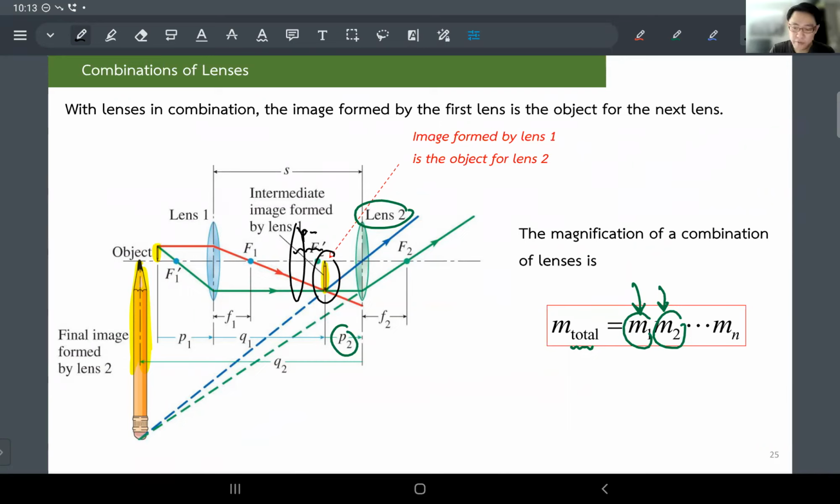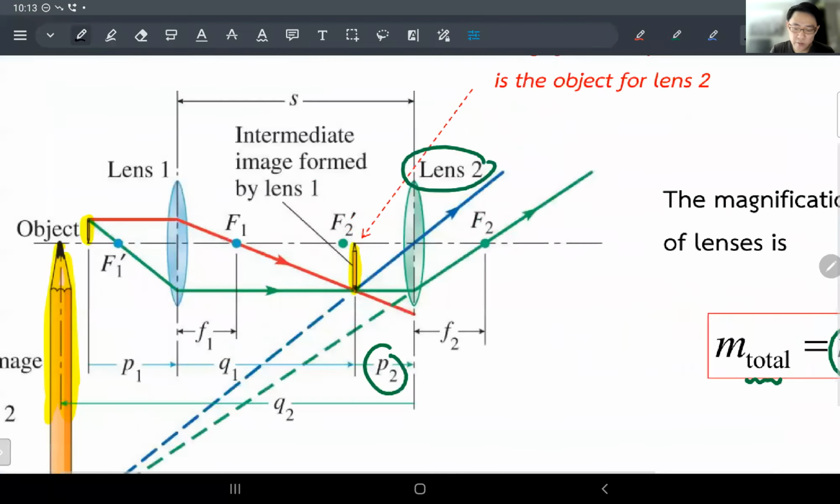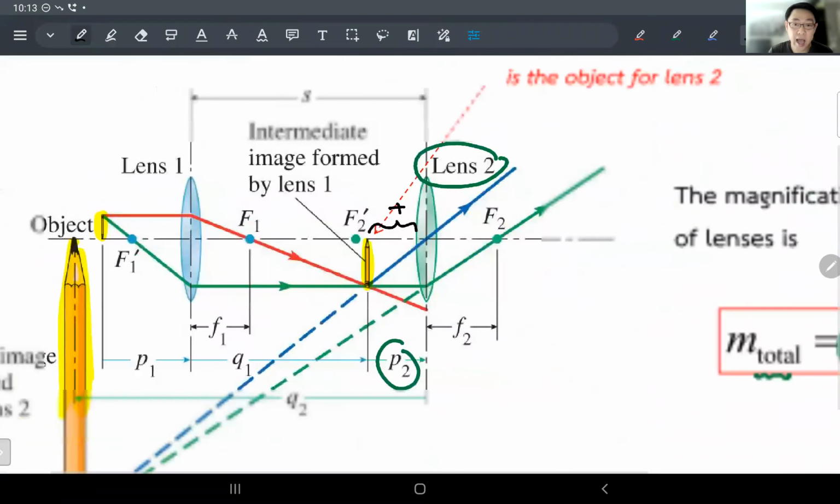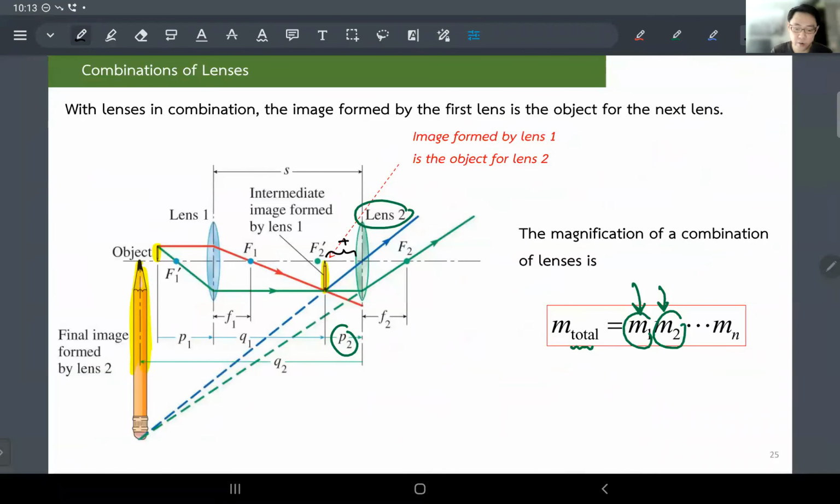All right, and this might be the case. However, from the look of it, because they already drew the figure so nicely, from this particular setup over here, the image from the first lens still shows up in front of the second lens. So the object distance for the second lens stays positive here. So this is fine. Okay, now let's dive in, guys. How can we do the full calculation over here?